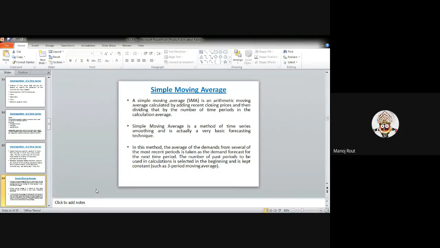Suppose a company wants to calculate the simple moving average for a particular demand, to forecast the sales, or forecast the profit, or forecast the weekly sales or daily sales. In that case, they provide a 3 period moving average, or for example a 4 period moving average. That means starting from 1 to 10, you have to predict the 11th month. In that case, you have to choose the previous 3 months or previous 4 months, and the rest of the months remain constant. Clear? Going to the next slide.